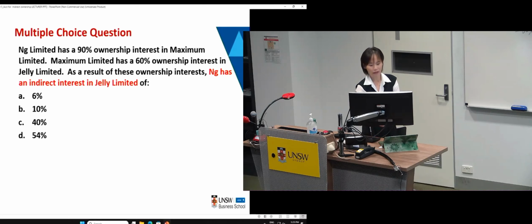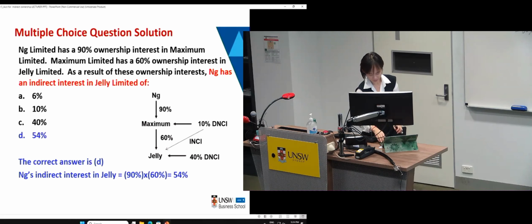Now, this is the parent, right? The question here asks for the parent's indirect interest in a grandchild company. So Jelly is a grandchild company in this group. So by using 90% multiplied by 60%, we should choose 54%. Okay, so D is the right answer. So any questions, feel free to ask.